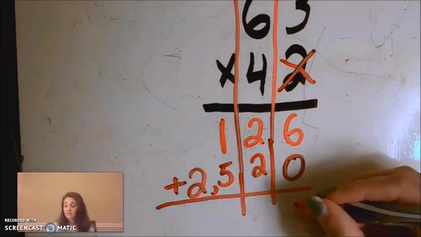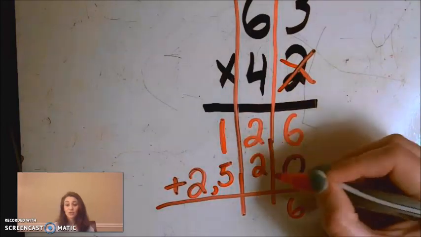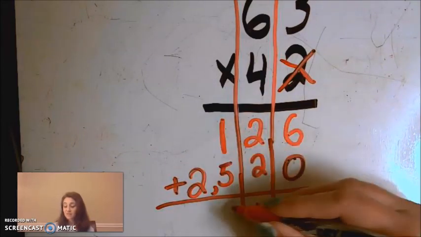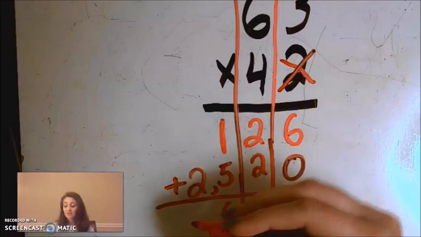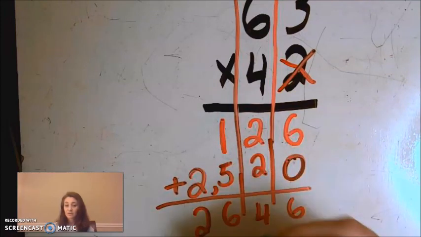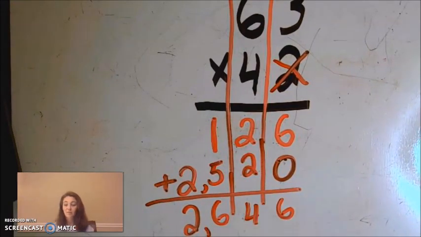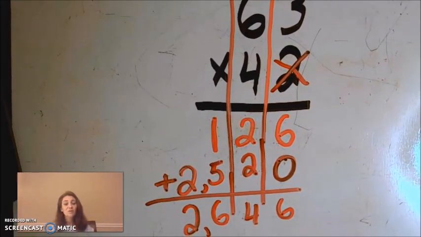6 and 0 is 6. 2 and 2 is 4. 1 and 5 is 6. Nothing and 2 is 2. So my final answer here, at the very bottom of your screen, is 2,646. Okay, you should be able to get to work on your multiplication page now. Do your very best, and I will see you again soon.